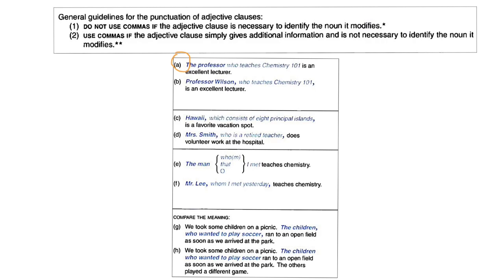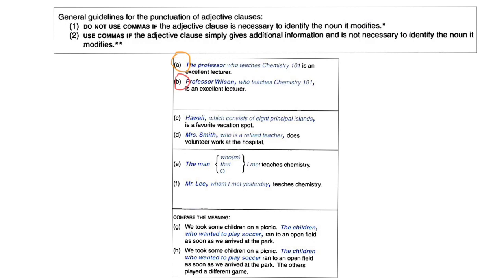In A, no commas are used. The adjective clause is necessary to identify which professor is meant. In B, commas are used. The adjective clause is not necessary to identify Professor Wilson. We already know who he is. He has a name. The adjective clause simply gives additional information.